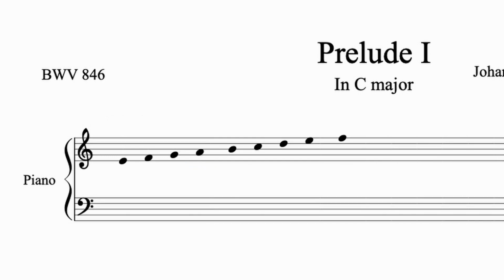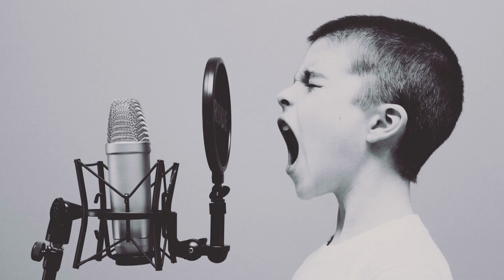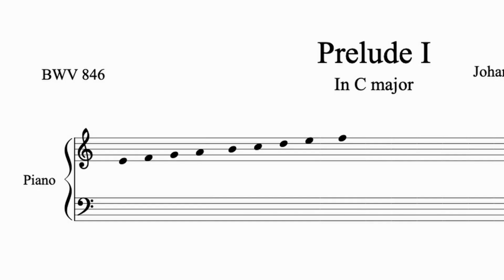But in order to know the name of each note, you need to take a look at the symbol in the beginning of the set. This symbol is called a treble clef. Treble is a word coming from the UK and means higher notes. They say, for example, a boy with a treble voice, which means a boy with a high voice. So now you can probably guess that the treble clef is used for the higher notes.